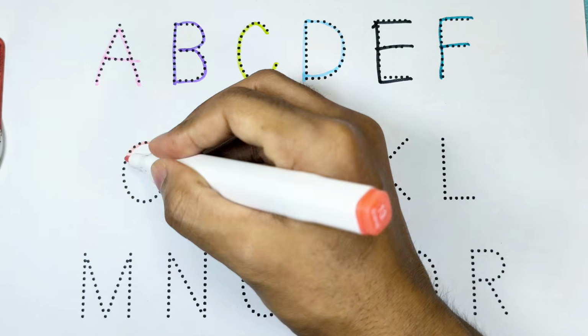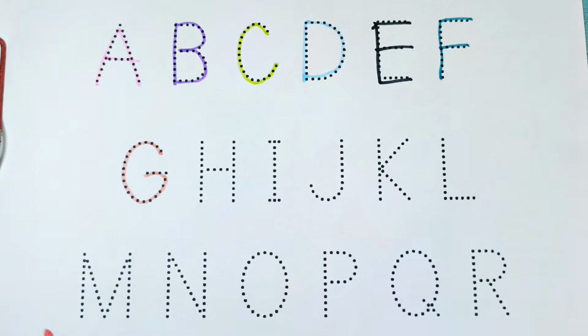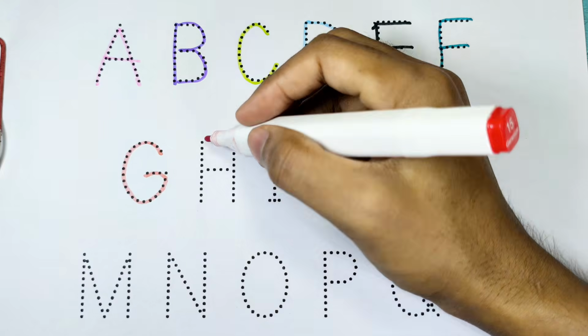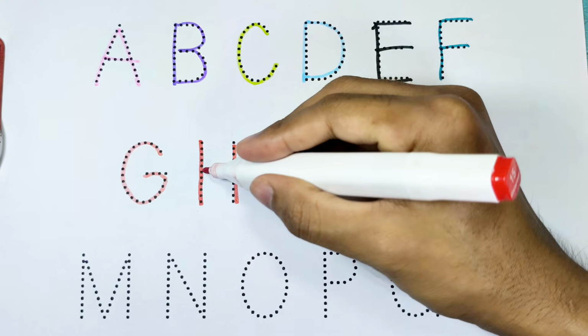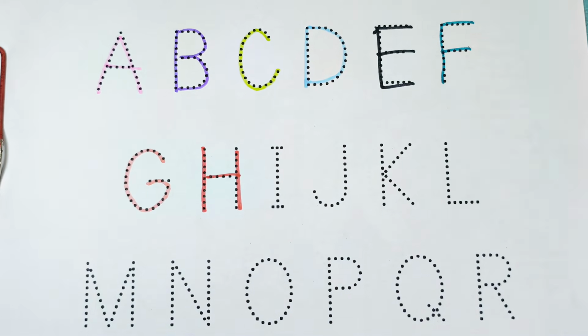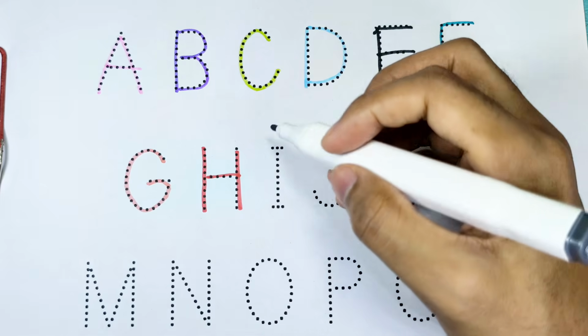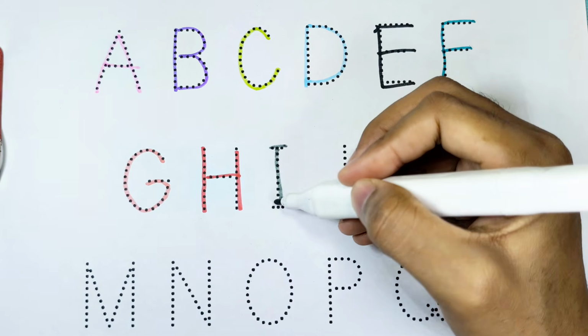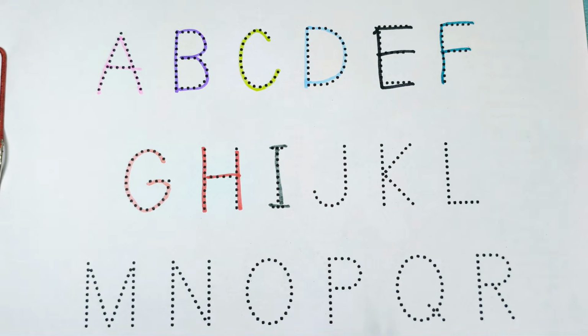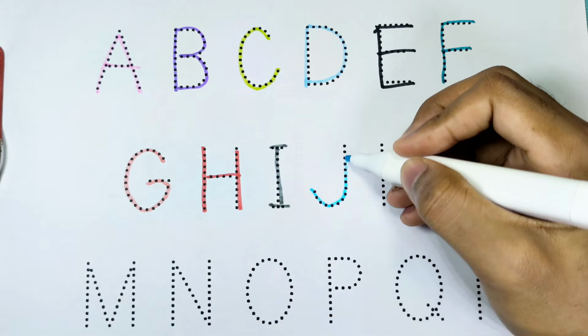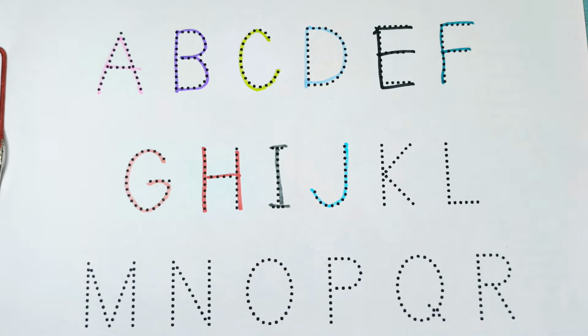Now we're writing the alphabet of G. G for gorilla. Now we're writing the alphabet of H. H for hand. Now we're using the color of cool gray. I. I for ice, I for ice cream. J for jackfruit.